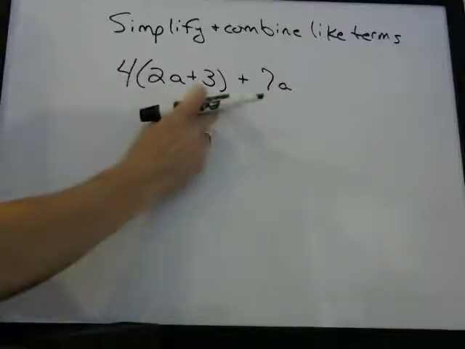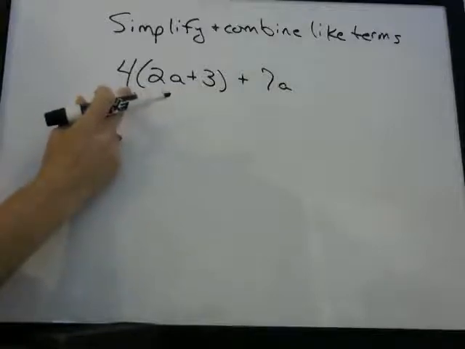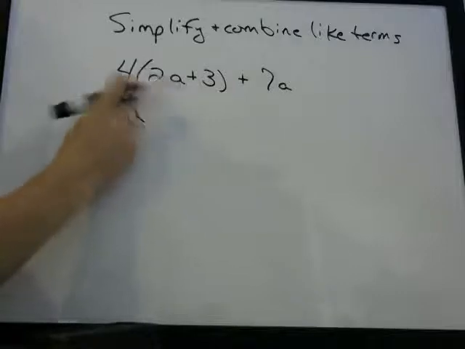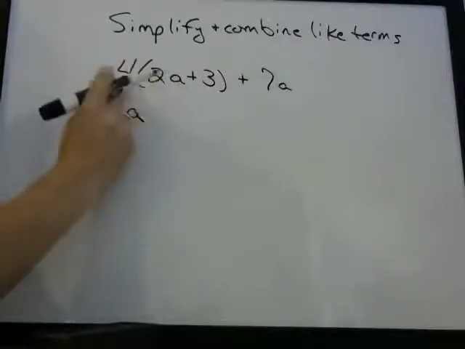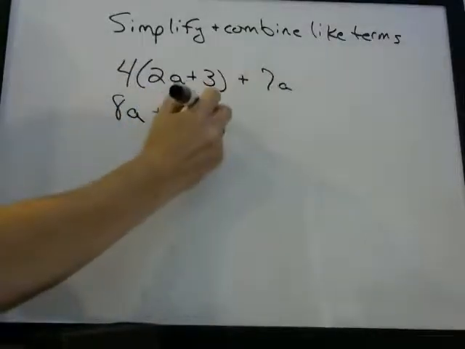So that's the first thing we're going to do, because mathematically we can do that. It's 4 times 2a, which is 8a. You multiply the two numbers together and you just keep the a, plus 4 times 3 is 12, plus 7a.